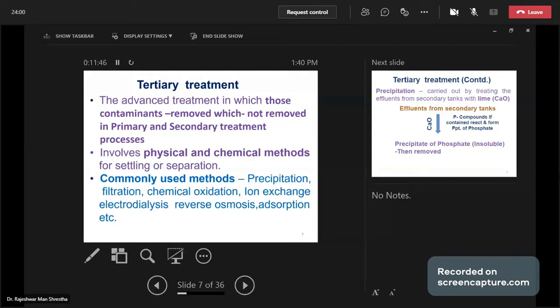On the basis of the testing of water, you can follow the primary, secondary and tertiary treatment. It involves physical and chemical methods for settling or separation processes. The commonly used methods: precipitation, filtration, chemical oxidation, ion exchange, electrolysis, reverse osmosis, adsorption. Which method you apply is based on what materials are present in the water. First of all, on the basis of the test done, you can choose the process.